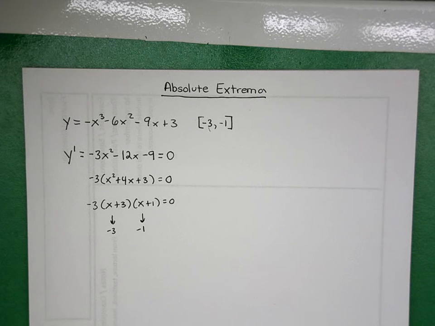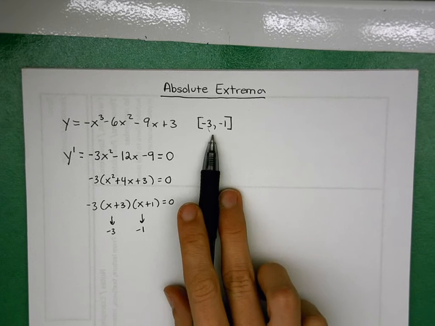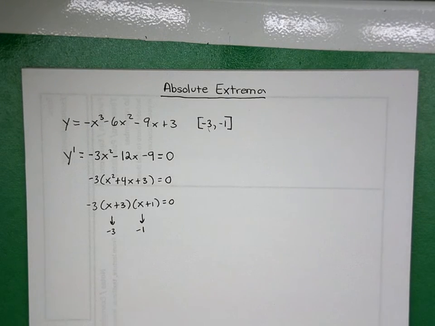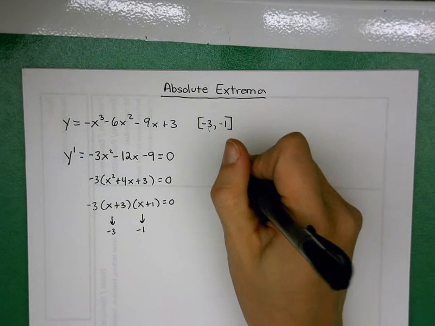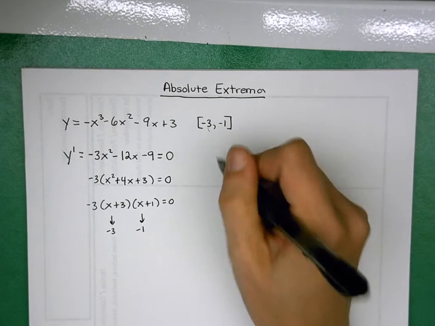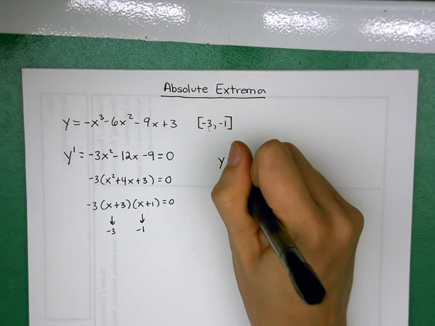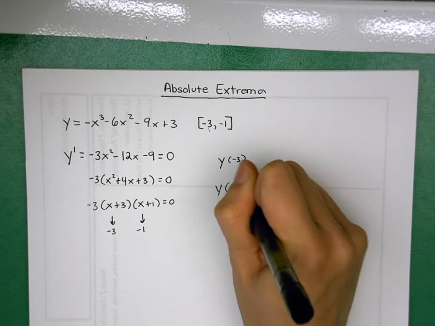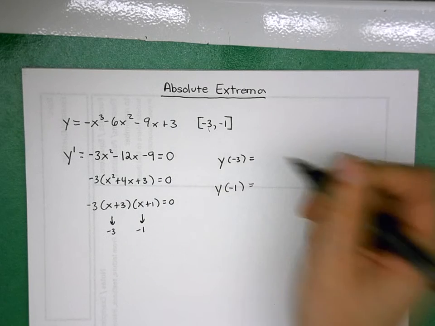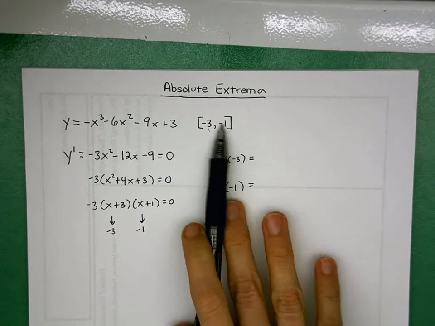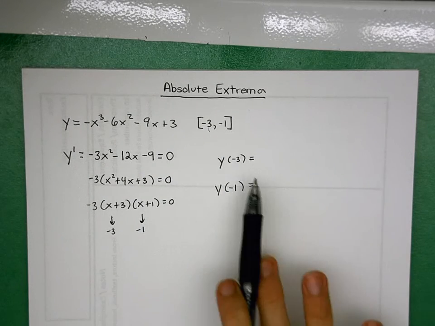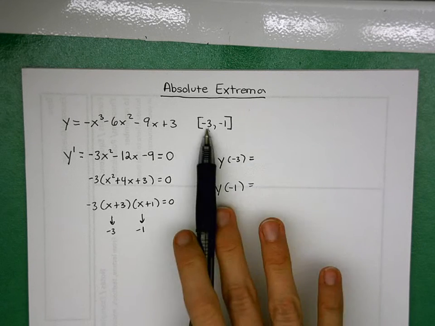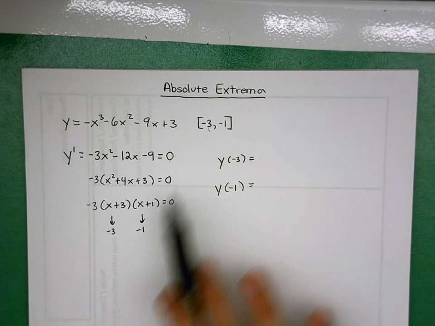Okay. So we found all of our candidates now, our critical numbers and our endpoints. In this particular case, my critical numbers happen to be my endpoints. So that's going to cut down some of the testing because we are now going to test them. We're going to plug each of these candidates, negative 3 and negative 1, into my y equals. And if my endpoints were different or had different critical numbers, I'd include them as well. But in this case, it's just going to be the negative 3 and the negative 1.